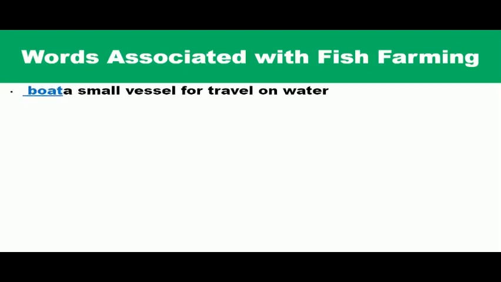More on words associated with fish farming. We have talked about the boat, which, of course, is a small vessel for travel on water. That's slightly different from the canoe. Then the word cast is to put or send forth. You can cast your net, for instance, to catch the fish.